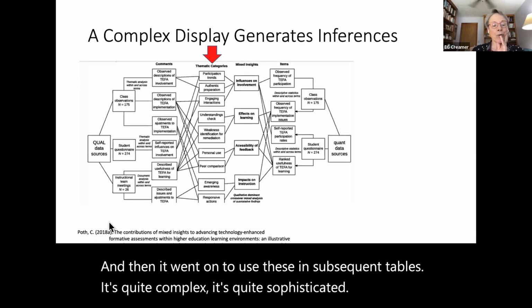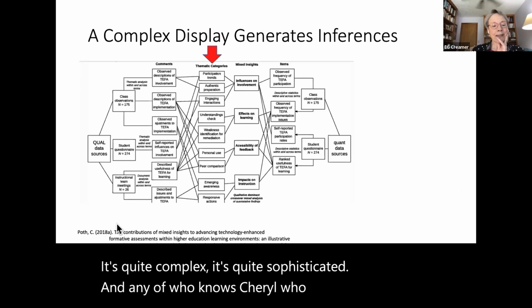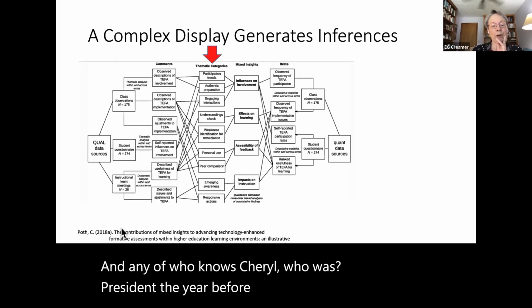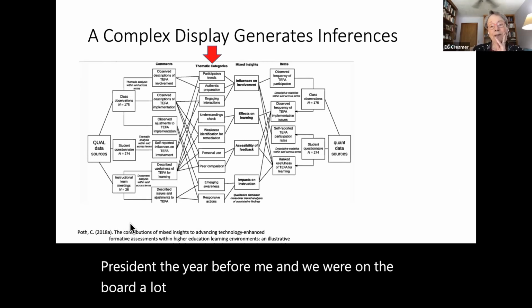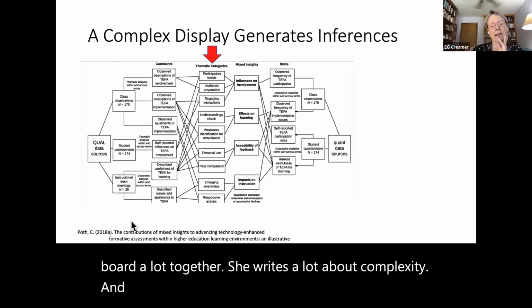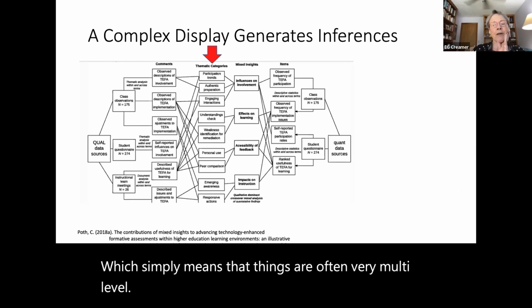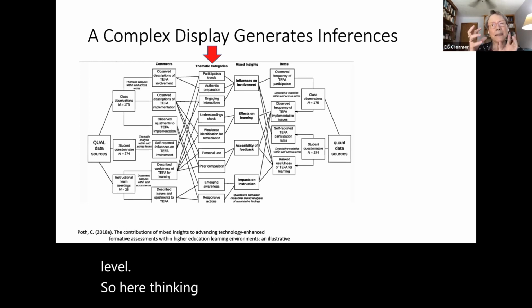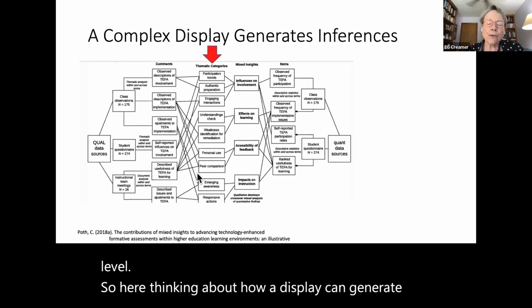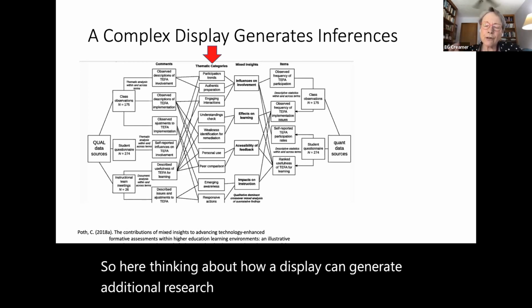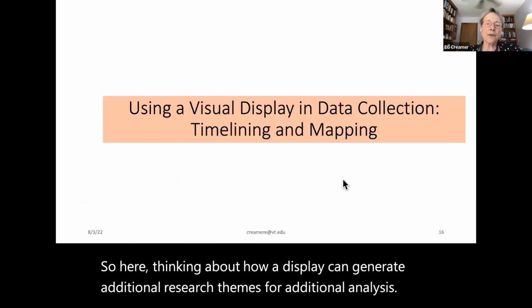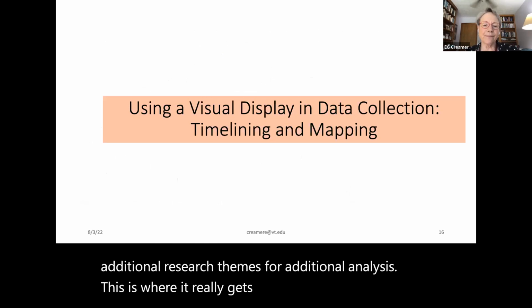Any of you who know Cheryl, who was president the year before me, and we were on the board a lot together. She writes a lot about complexity, which simply means that things are often very multi-level. So here, thinking about how a display can generate additional research themes for additional analysis. This is where it really gets cutting edge.